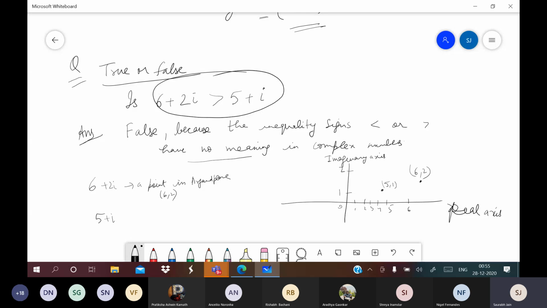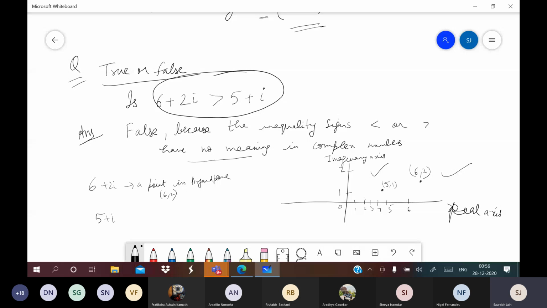They are saying that 6 plus 2 iota is greater than 5 plus iota. So if we try to understand this thing geometrically, then they are trying to say that this point is greater than this point, right? I hope you are getting it. Will it make any sense? A point greater than another point? Certainly not.